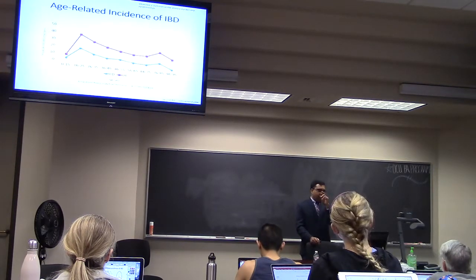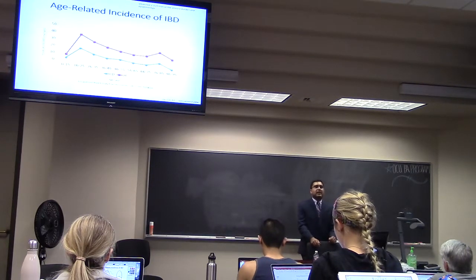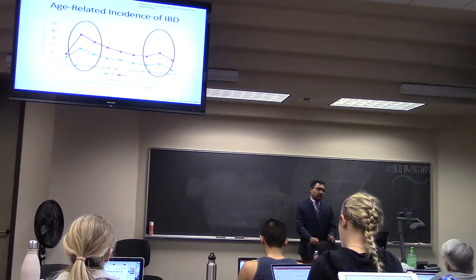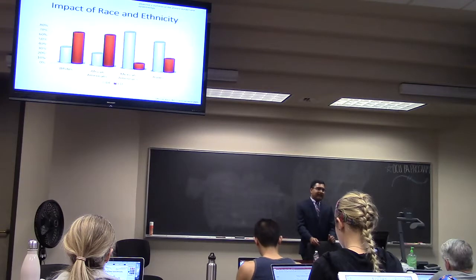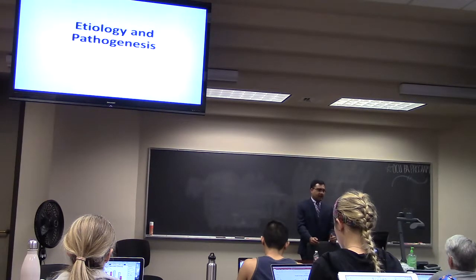Age-related: I talked to you about the early 20s, and then there is a second peak that comes in the 60s and 70s that we have to keep in mind. Sometimes we tend to forget that older people can also have new onset Crohn's disease and ulcerative colitis. Ethnicity: you can see that among Caucasians and African Americans, Crohn's disease is more common. In Mexican Americans and in Asians, it's ulcerative colitis that's common.